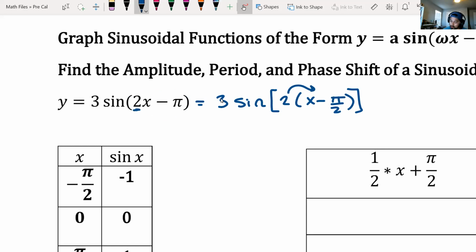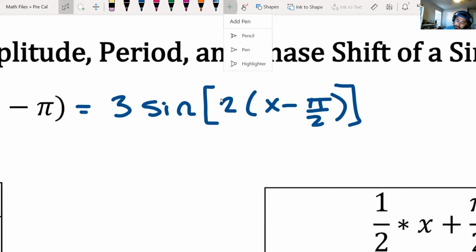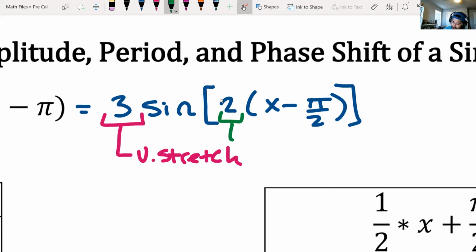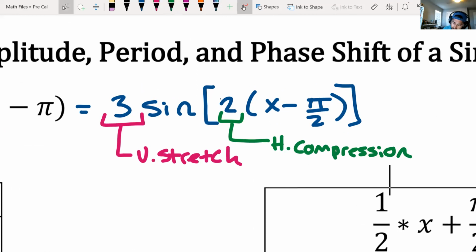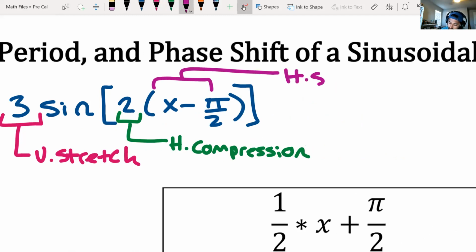Okay. And again, the reason we're doing this is so we can see the phase shift and the rest of the transformations, which is what we're going to look at right now. So based on transformations, what does this 3 do? Vertical stretch. Good. What does the 2 do? Horizontal compression. And then the x minus pi over 2 is a horizontal shift. Which way? Right. Good. So this would be a horizontal shift to the right by pi over 2 units.